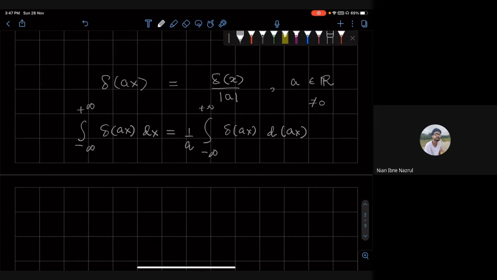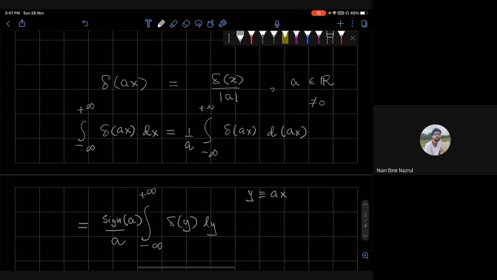Yes, sir. Okay. So we can write this as an integral from minus infinity to plus infinity, delta as a function of y, d of y, where I'm defining y to be ax. And then we have 1 over a, and it has to be multiplied by the sign of a, right? Is it clear why including the sign of a encapsulates both situations where a is positive and a is negative?